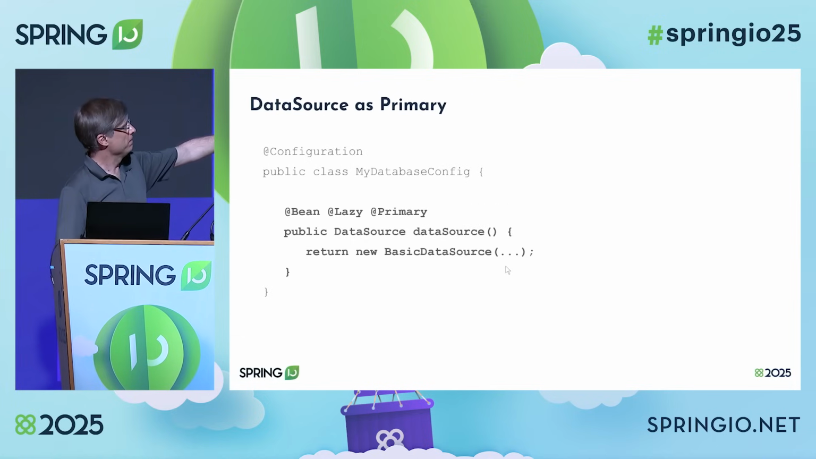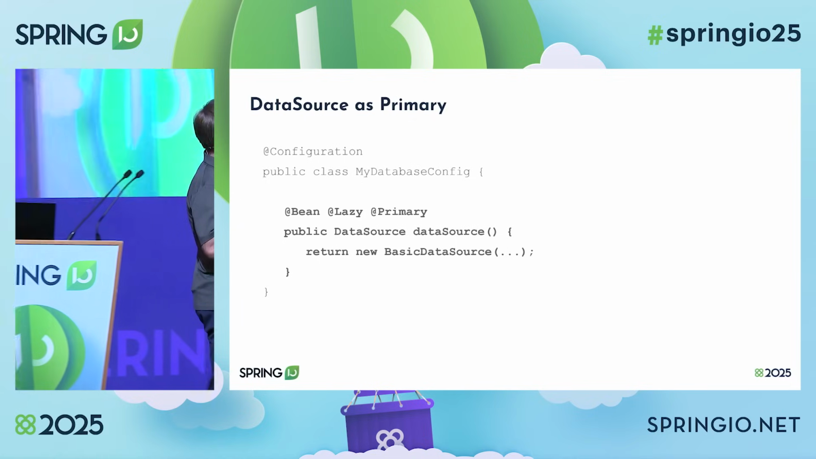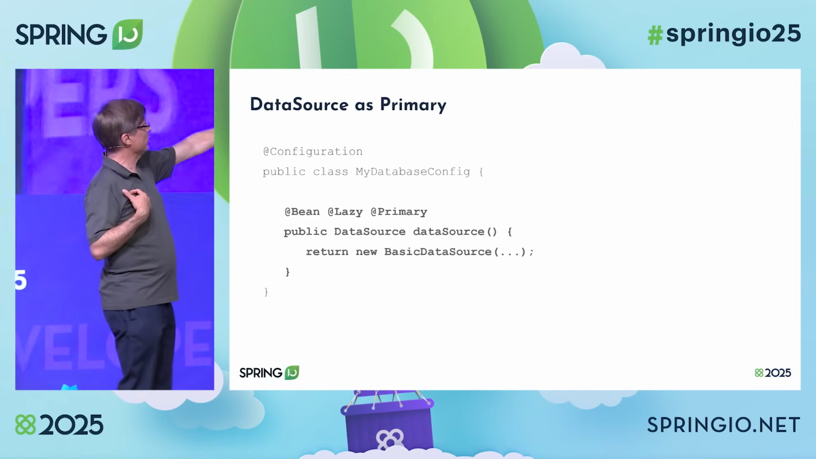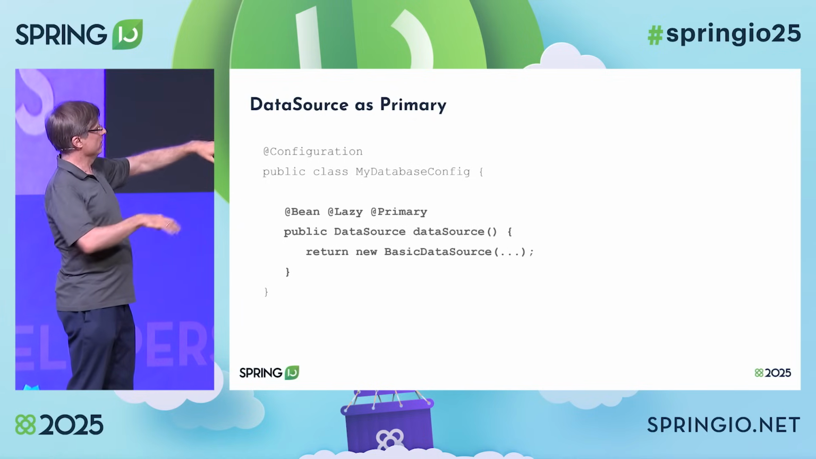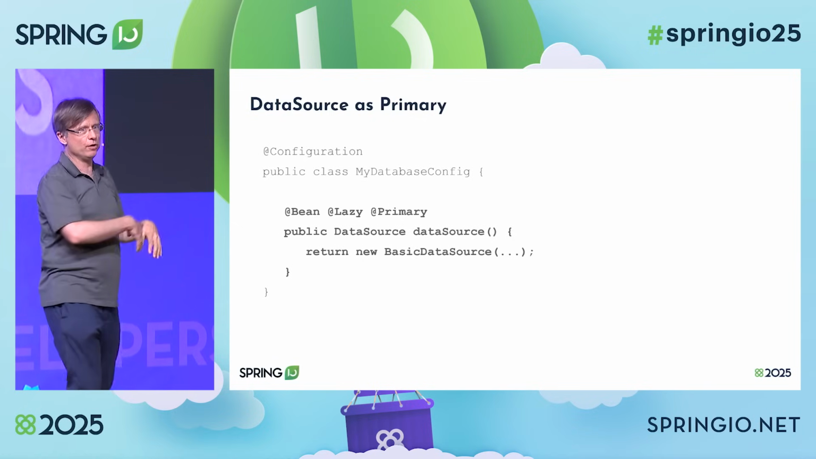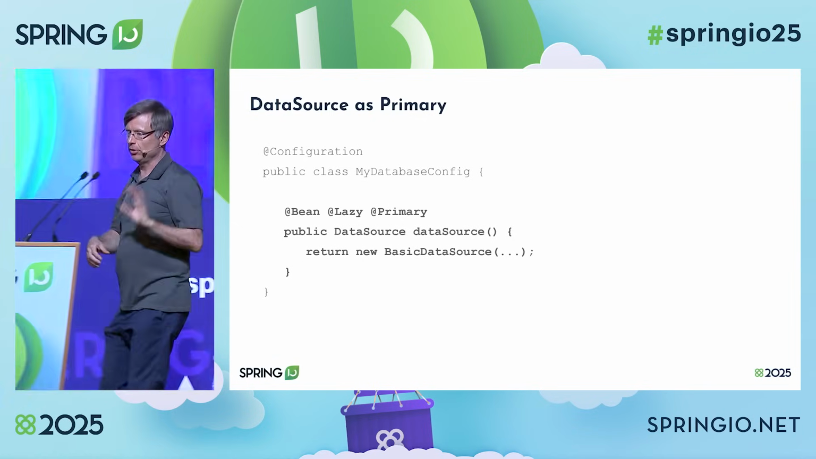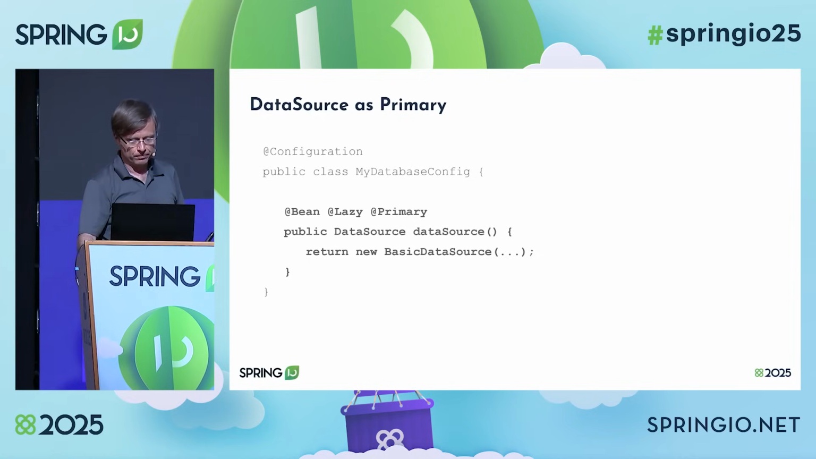Look at this configuration class. It's a configuration class defining a data source bean. It's lazy and primary, and it needs to be built with whatever the body of that method has, right? The return new BasicDataSource pseudocode.